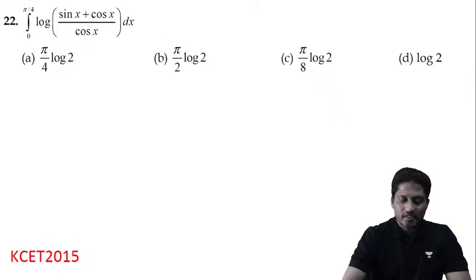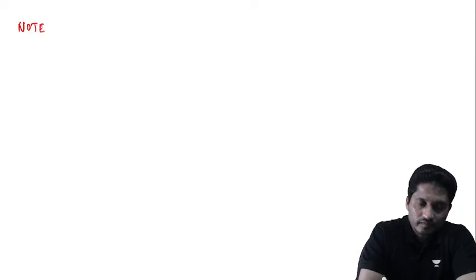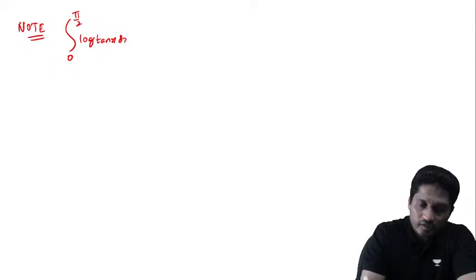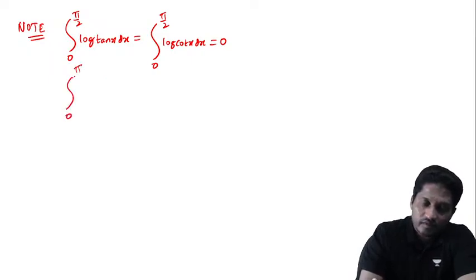Okay, there are some standard results in NCERT which you need to remember. Integral 0 to pi by 2 log of tan x dx, 0 to pi by 2 log of tan x dx is same as 0 to pi by 2 log of cot x dx is equal to 0. 0 to pi by 2 log of sin x dx is equal to 0 to pi by 2 log of cos x dx.